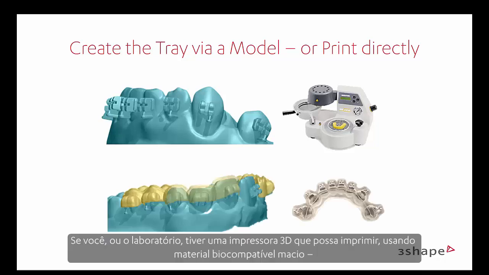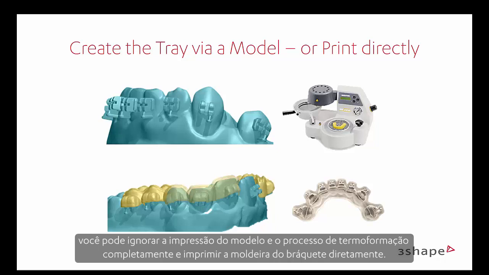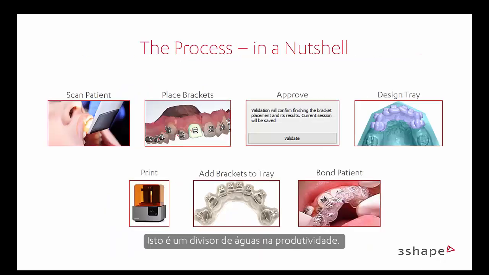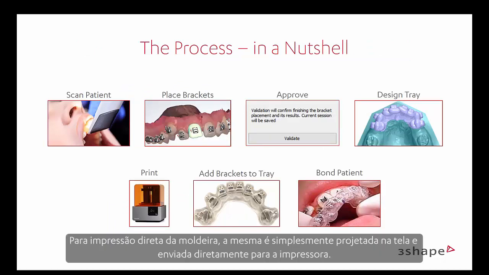If you or the lab have a 3D printer that can print using soft biocompatible material, you can skip the model printing and the thermoforming process altogether and print the bracket tray directly. This is a game changer in productivity. So for direct tray printing, the tray is simply designed on the screen and sent directly to the printer.